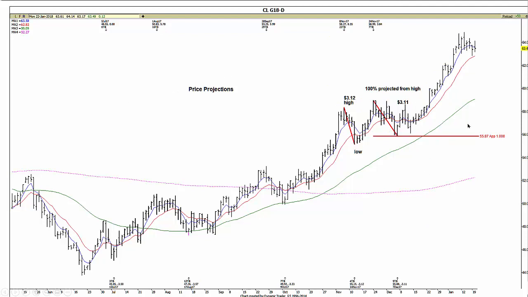Well, for whoever is having issues with audio, the recording should come out fine, so I will post that as soon as it's rendered. All right, so that's an example of a projection that's just using the 100% ratio.